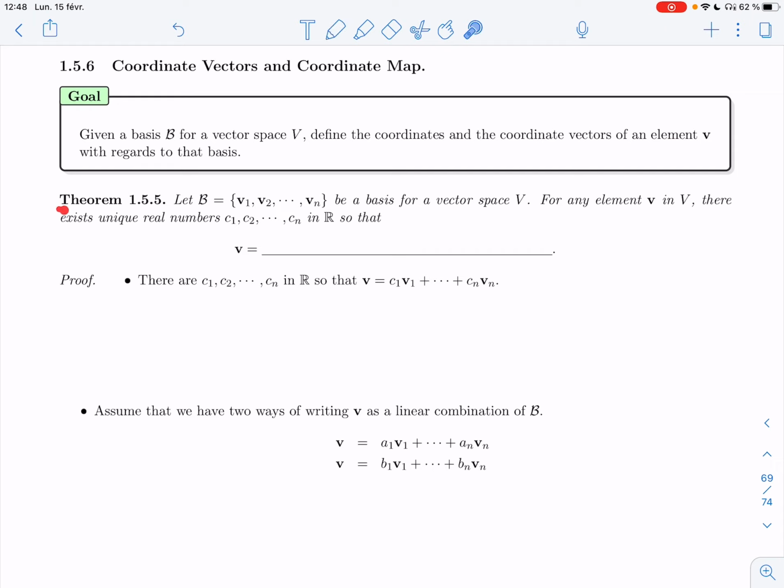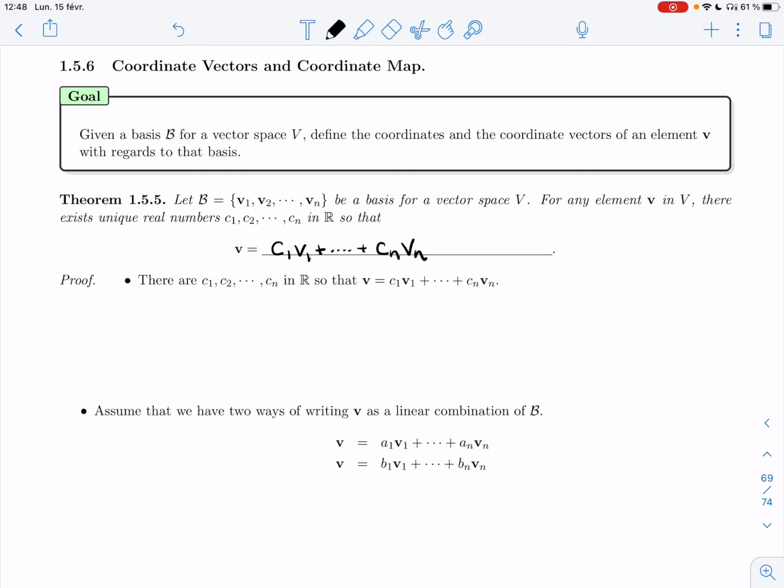All right, Theorem 1.5.5, that's the one that tells us that these coordinates exist. So B is a basis for V, and I'm going to take any element v in V. I want to prove that there exist unique real numbers c1 through cn in R so that v is c1 v1 plus ... plus cn vn. So I want to prove not only that you can find c1 through cn, but that everybody will find exactly the same ones. All right, first part, I'm going to prove that we can find some.